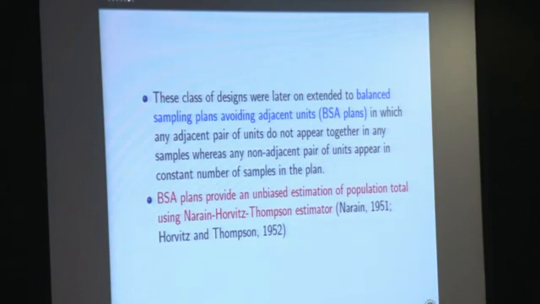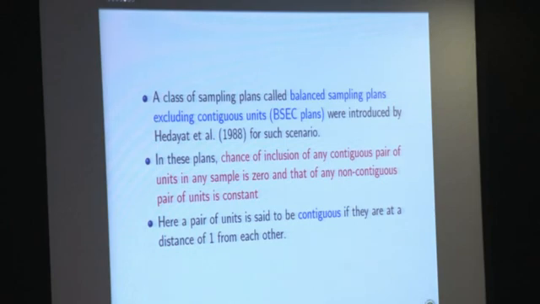One such sampling plan which was suggested is the balanced sampling plan excluding contiguous units, which was introduced by Hedayat et al. in 1988. In these plans, the property is that the chance of inclusion of any contiguous pair of units in a sample will be 0, and for those which are non-contiguous, the chance will be constant. So the inclusion probability for the nearer units will be 0, and for non-nearer units, it will be a constant value. That is why it is called a balanced sampling plan excluding contiguous units.